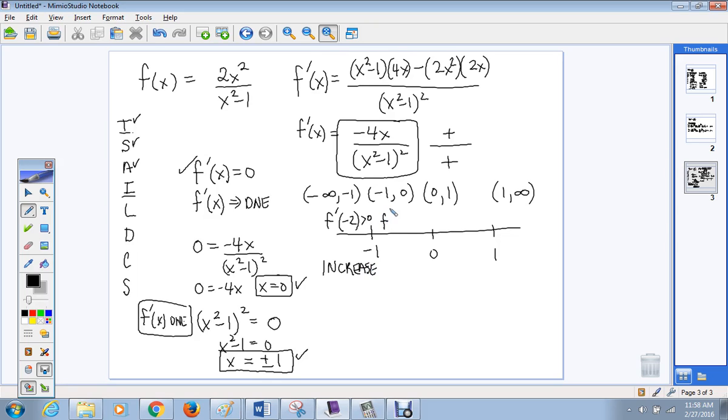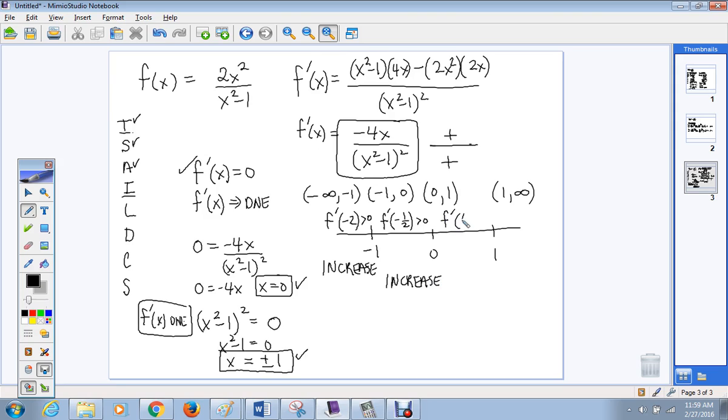Let's choose a value to plug in between negative 1 and 0. So I'm going to choose negative 1/2. And again, we're just going to use our derivative to determine if it's positive or negative. We know the denominator is always positive. If we plugged a negative 1/2 into the numerator, we'd get a positive value. So again, it's increasing on this interval from negative 1 to 0.